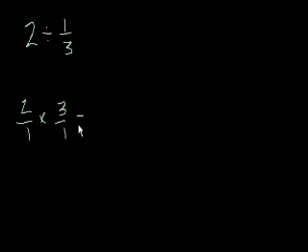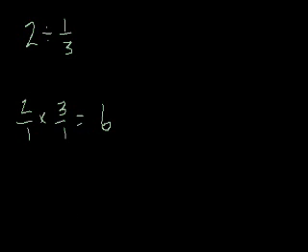Now let me give you a little bit of intuition of why this works. Let's say I said 2 divided by 1/3. Well, we know that this is equal to 2 over 1 times 3 over 1, which equals 6. So how does 2, 1/3, and 6 relate? Well, let's look at it this way.